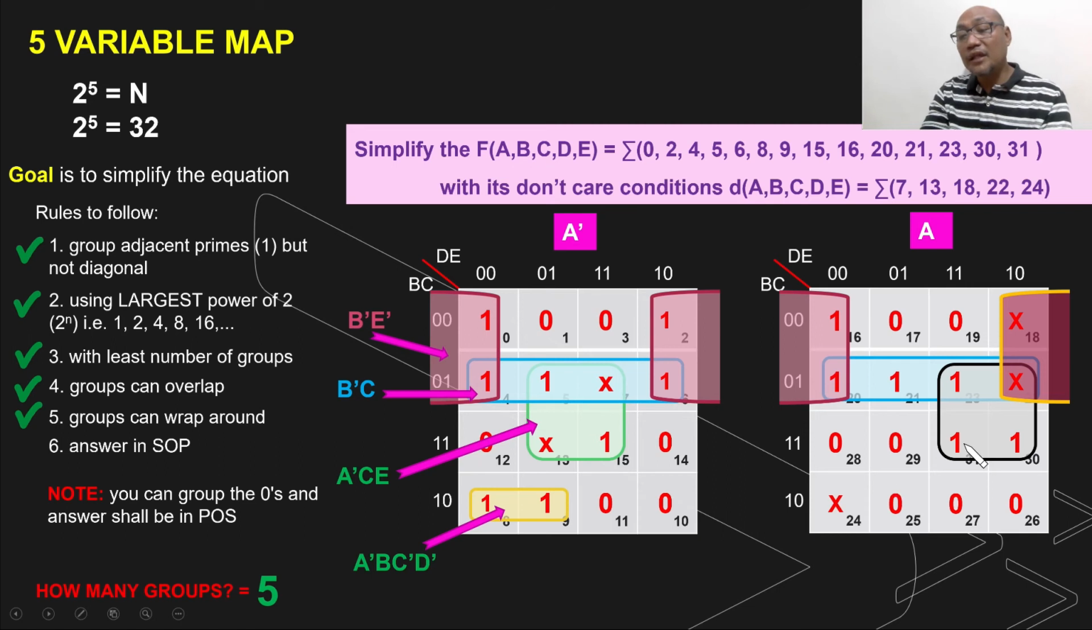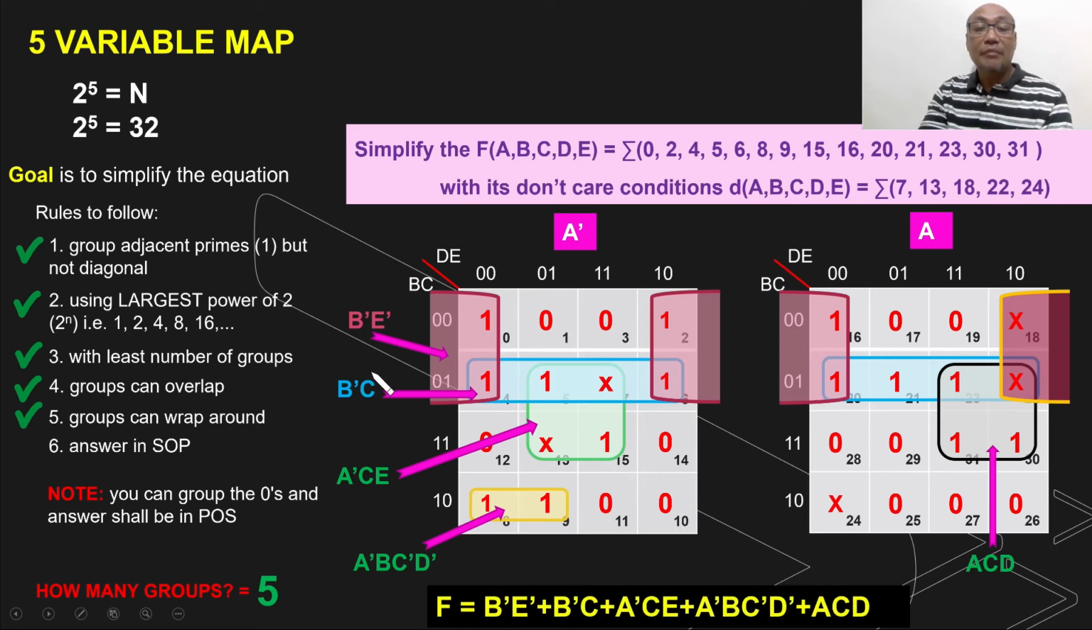There is only one that remains that is equivalent to our black group. It is contained only on A, so we have A. Then we have C, and we have D. So that becomes ACD. All the values will be ORed together to get our simplified equation. It becomes B prime E prime plus B prime C plus A prime CE plus A prime B C prime D prime, then we have ACD.